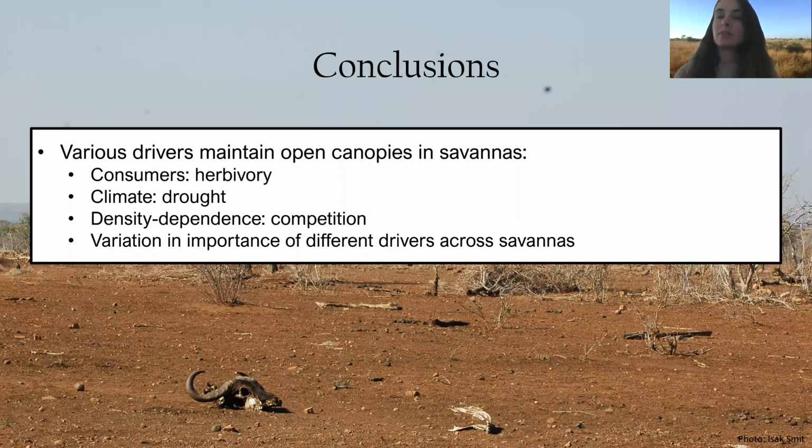So while savannas are generally thought to be primarily consumer controlled, with herbivores being the primary limiting force for these large trees and maintaining open canopies, we see here that climate can also play an important role in this woody vegetation structure. And drought, in combination with density dependent factors like competition, can reduce densities of these large trees and maintain open canopies in savannas.